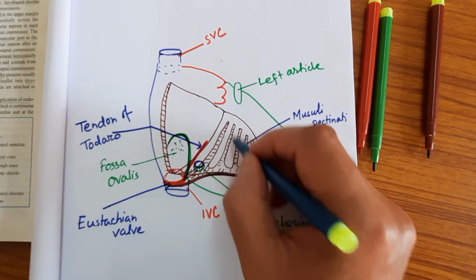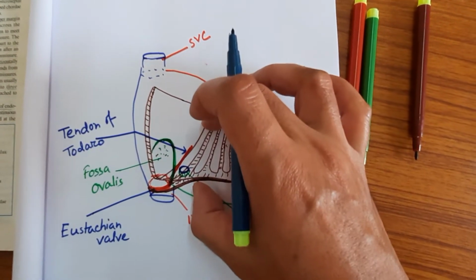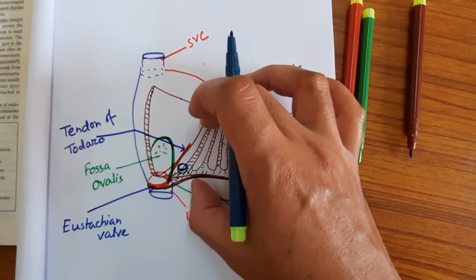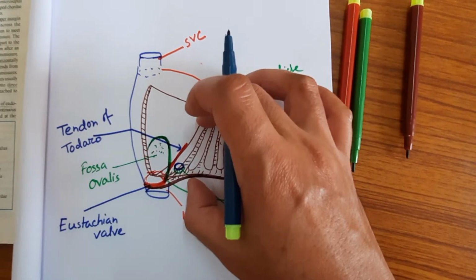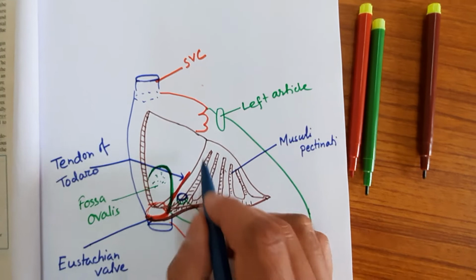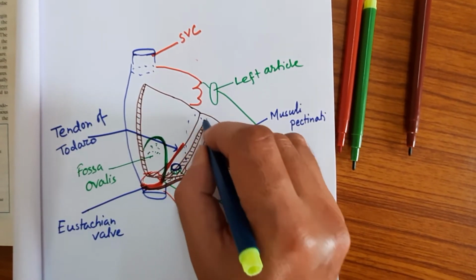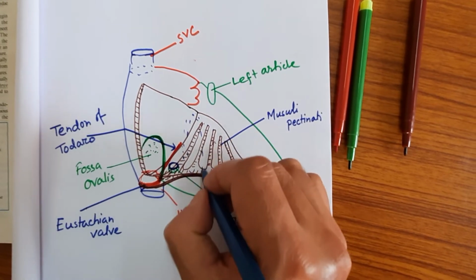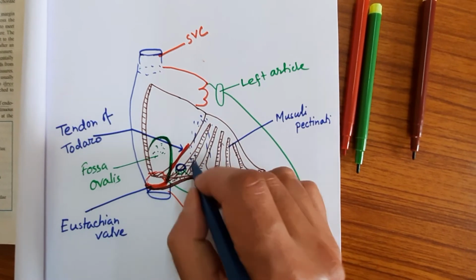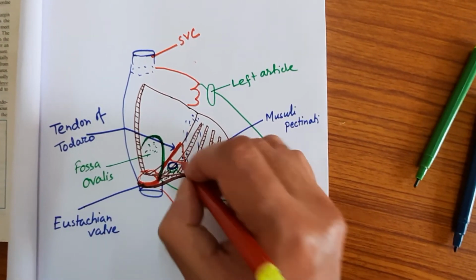In this area, I am not drawing in this picture, you will get the opening of the atrioventricular orifice. In this area there is one triangle present, and this triangle is known as the triangle of Koch. Here will be the opening this way. So this part is known as the triangle of Koch.